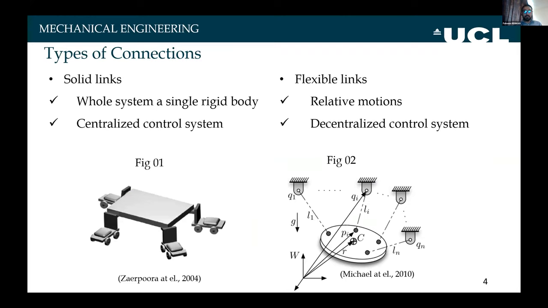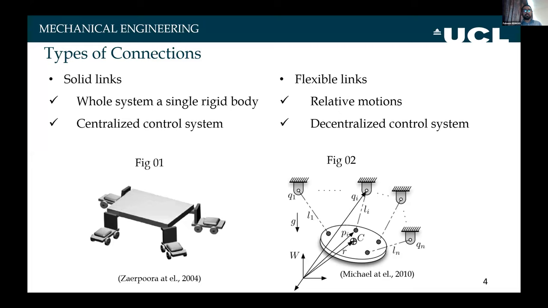There are two ways the vehicles could be connected to the payload. One way is connecting the vehicles to the payload through solid links. This is easier to analyze because in this case, there is no relative motion between the vehicles and payload, and the whole system could be considered a single rigid body. Simulation model is very easy because we just need to take the parameters of all the connected bodies and then take their effect about a combined center, which in this case is the center of the payload, and one single centralized control system is enough to control the motion of the system.